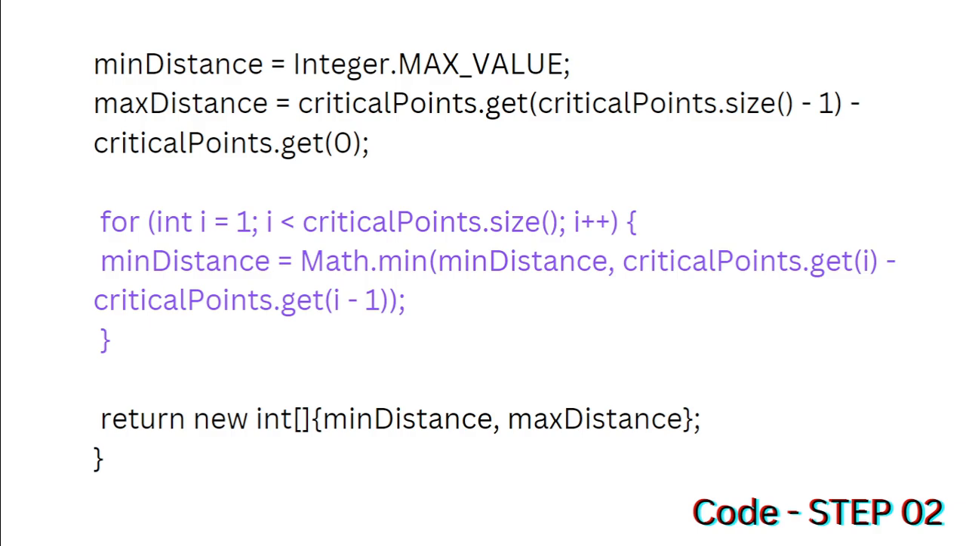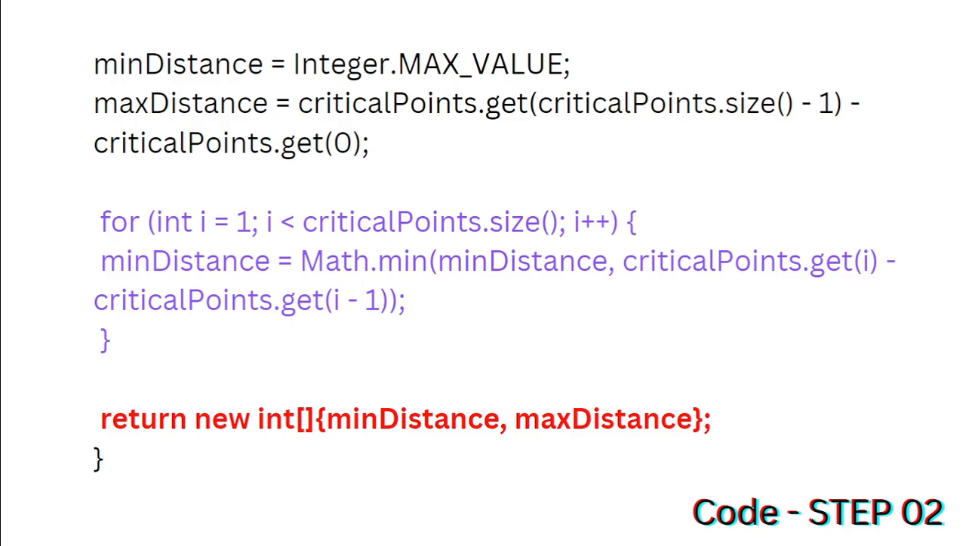So it comes under big O of n complexity. We are using a for loop for finding the neighbors. Specifically see this point: critical points dot get i, where we are currently standing, minus critical points dot get i minus 1, which is our neighbor. We subtract these two and compare whether it is smaller than the already existing minimum distance. Also, you see the minimum distance is initialized with Integer dot MAX_VALUE, so the condition is always satisfied the first time. And at last we return our array with the minimum distance and the maximum distance.